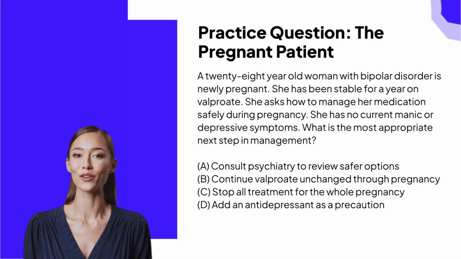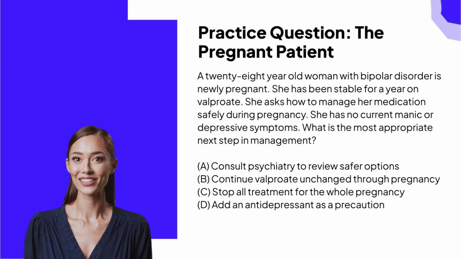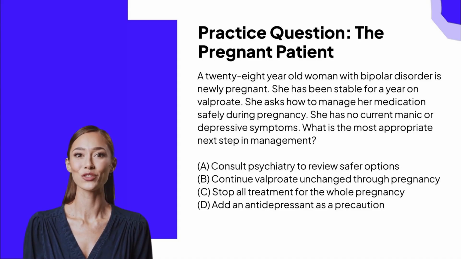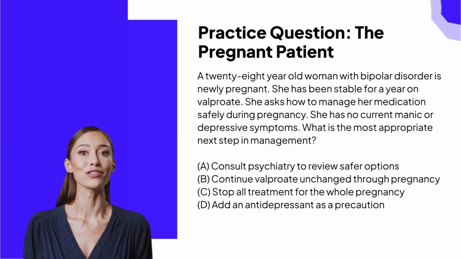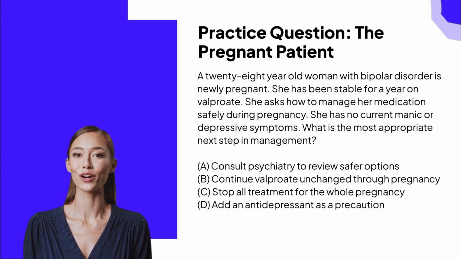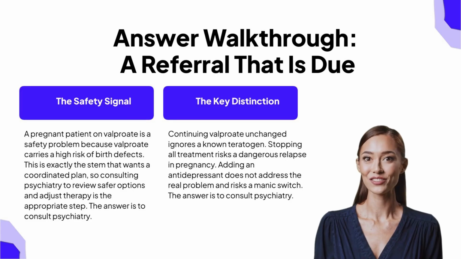A 28-year-old woman with bipolar disorder is newly pregnant. She has been stable for about a year on Valproate, and she asks how to manage her medication safely during the pregnancy. She currently has no manic or depressive symptoms. The question asks for the most appropriate next step. Think about what makes Valproate dangerous here, then choose your answer before the walkthrough. Let us reason it out.